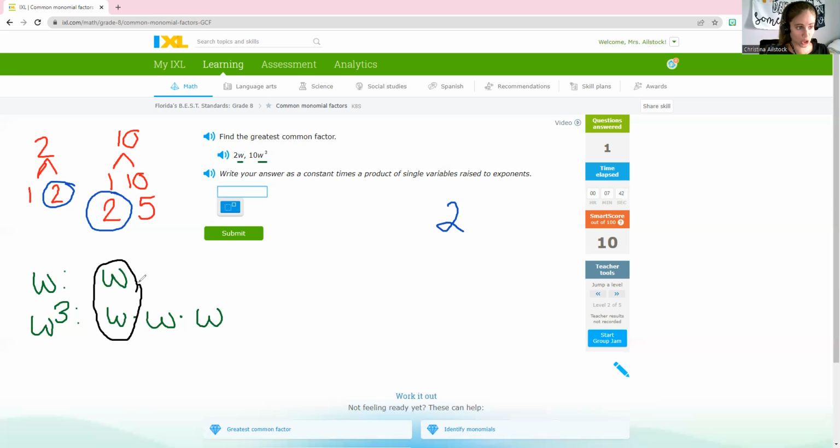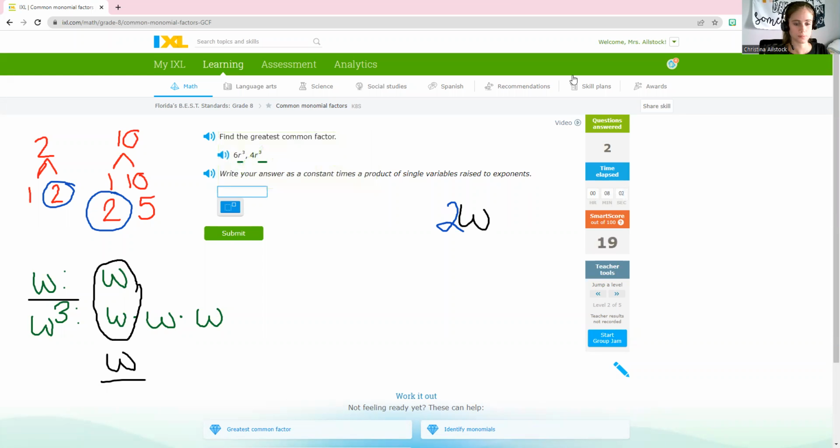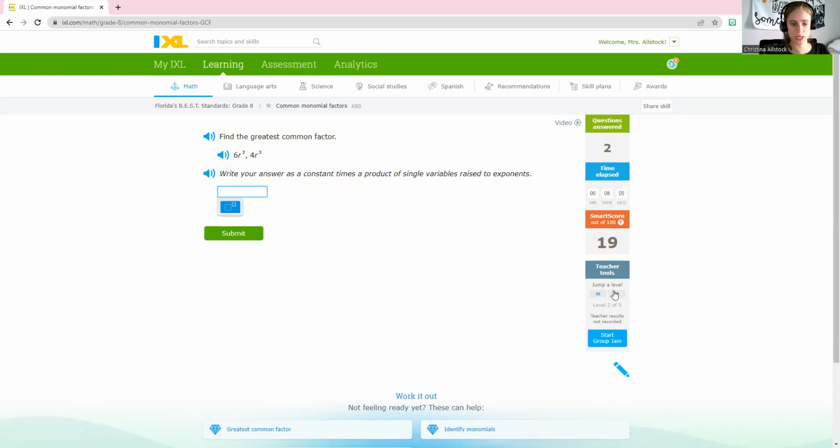The smallest variable, so the variable with the smallest exponent, will be your GCF. Looky there, that matches what we said our GCF was, giving us a GCF for these two terms of 2W. All right, let's jump it up a level.